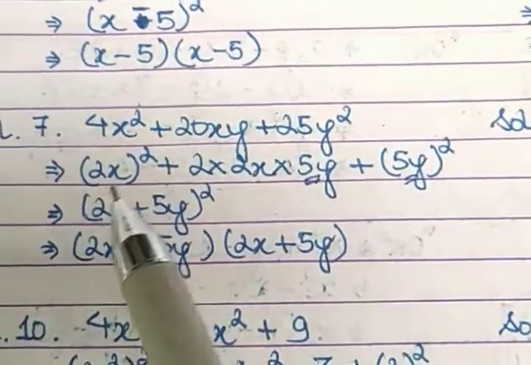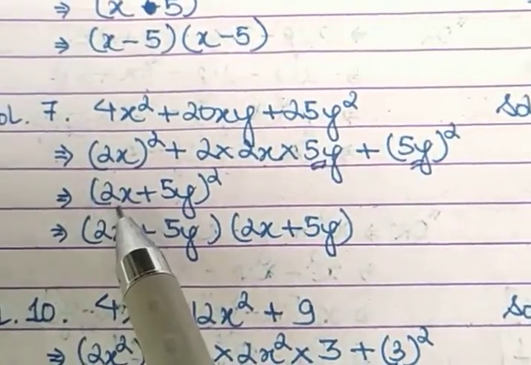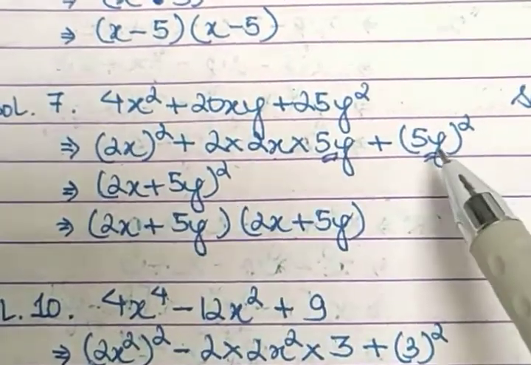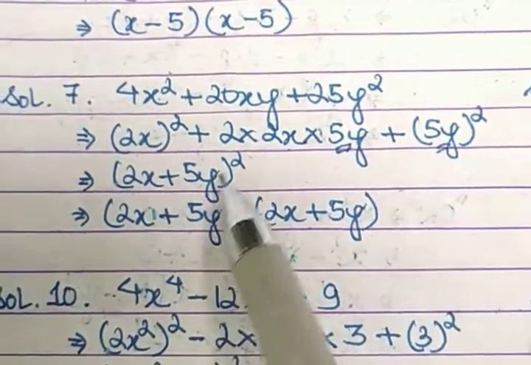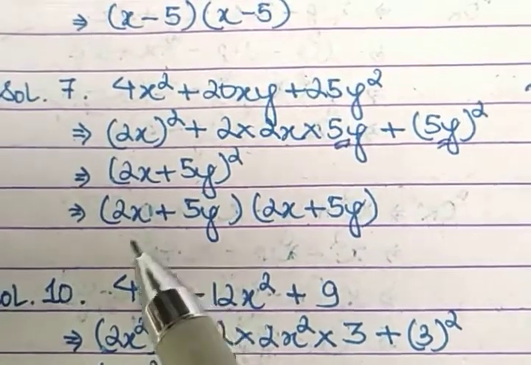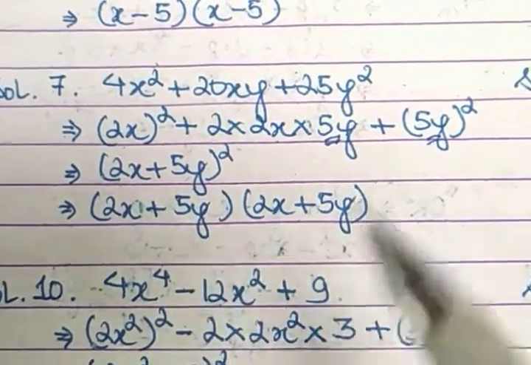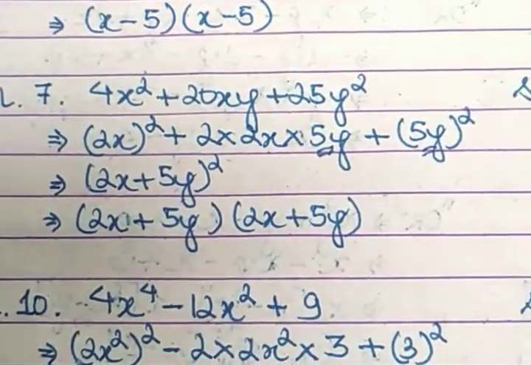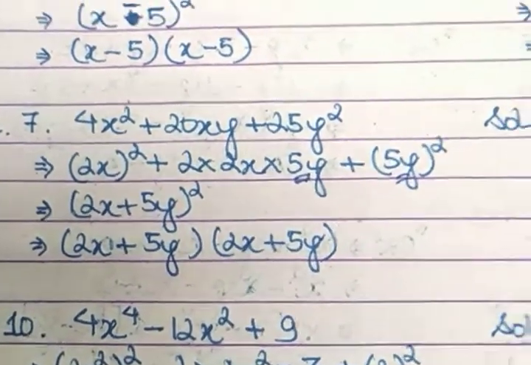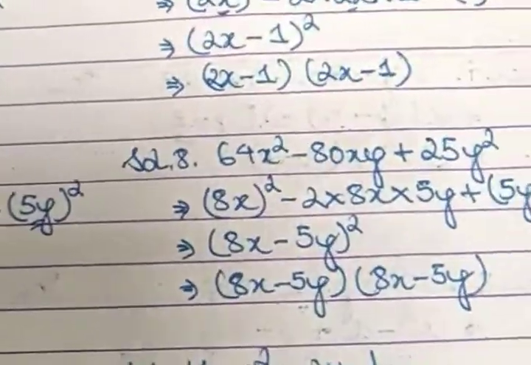So now, simple: in place of a we have 2x, plus in place of b we have 5y, so a plus b whole square. Now this can also be written as 2x plus 5y, the factor form, and we are done here. Okay, so moving on to the next one.